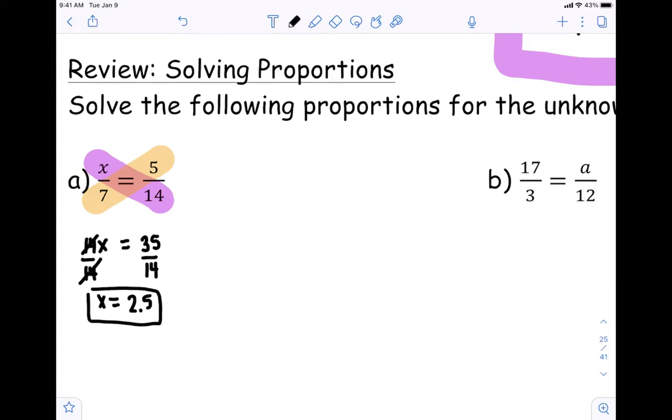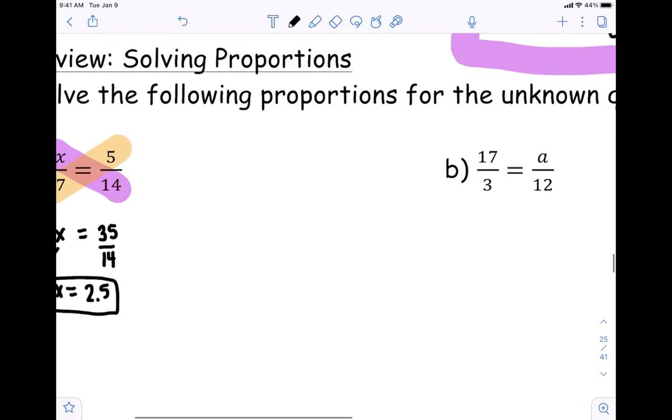Okay, so we make our X shape, we multiply them. One of the answers goes on the left, one goes on the right side of the equal sign, and then you always divide to get your variable by itself. So this is called proportional reasoning, or sometimes the cross multiplication division method. So cross multiply and divide.